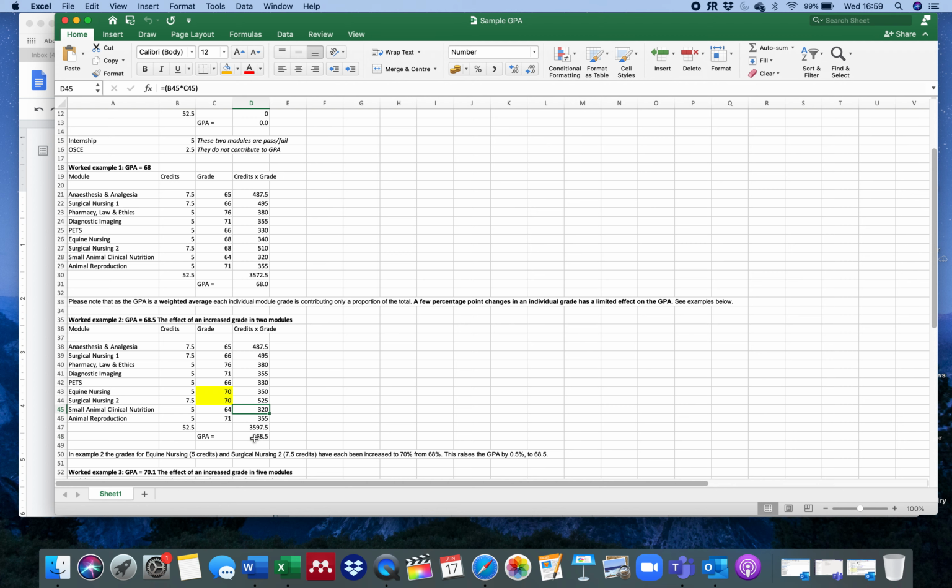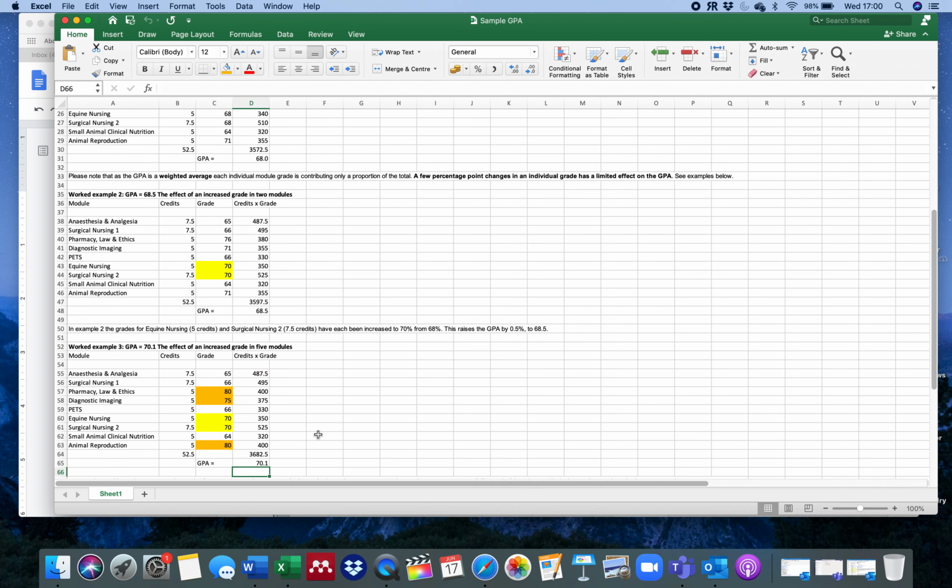So you can see that even though we increased the grade by 4 percentage points, 68 to 70 in equine nursing and 68 to 70 in surgical nursing 2, the GPA only increased by 0.5 of a percentage point because it's a weighted average. Individual modules only contribute a proportion of the final grade. Okay.